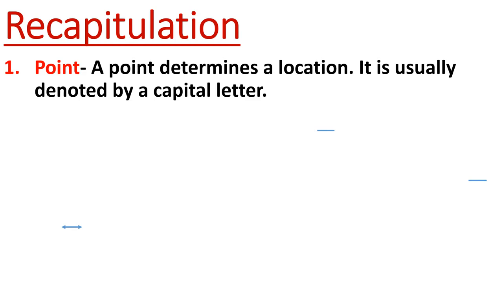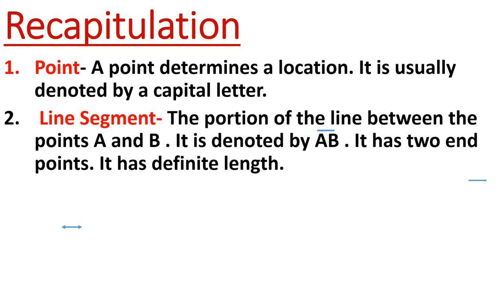After that, we have learned line segment. The portion of a line between the points A and B is called a line segment. We have one line, and on that line we have marked 2 points A and B. That portion between those 2 points is called a line segment, and it is denoted by AB with a small line above it. It has 2 endpoints, A and B, so it has a definite length.